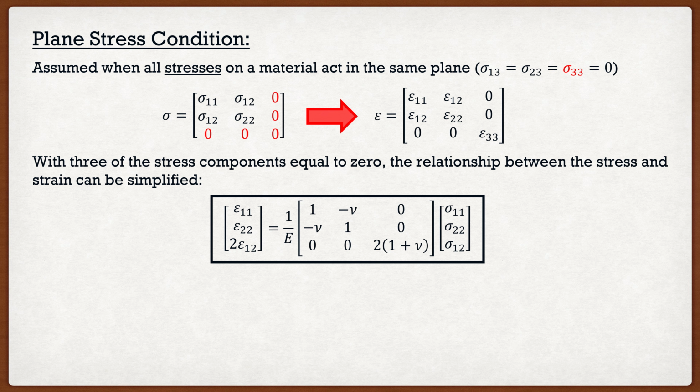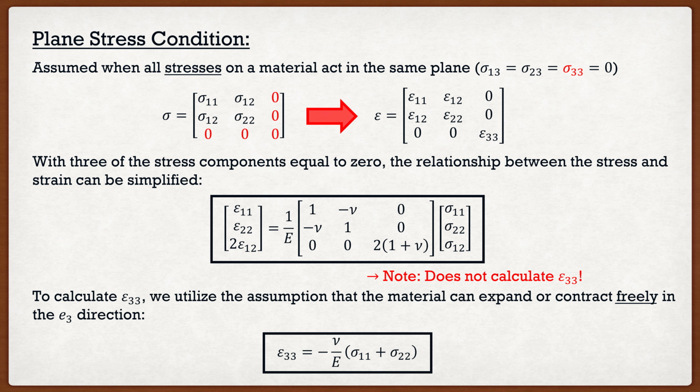Now, the one thing that we need to emphasize here, and this is something that undergraduates forget all the time, is that this new compliance matrix doesn't have a way of calculating epsilon 3,3. So notice that even though we have 3 stress components, we actually have 4 strain components. To calculate epsilon 3,3, we utilize the assumption that the material in a plane stress condition can expand or contract freely in the E3 direction.